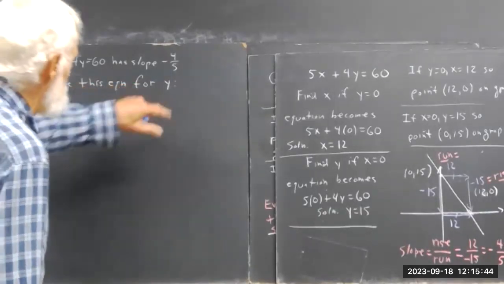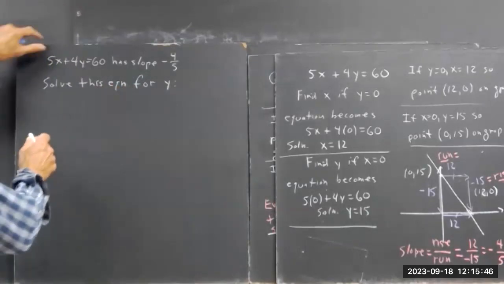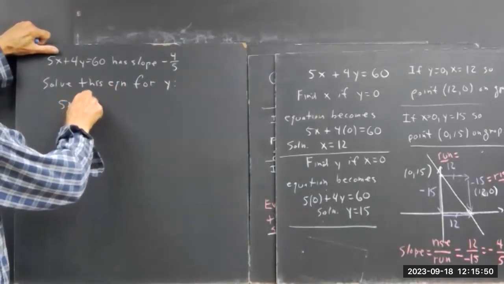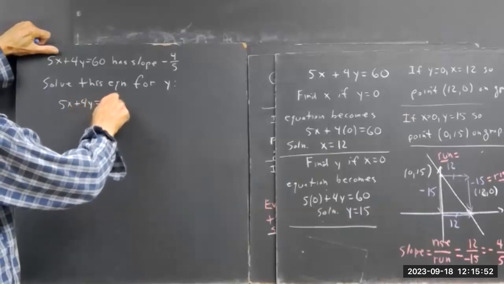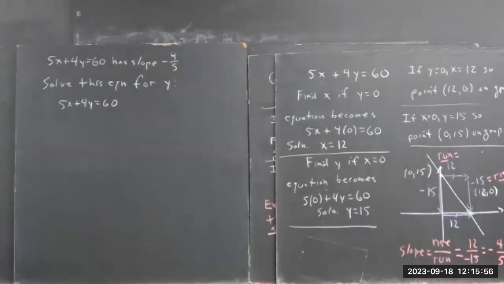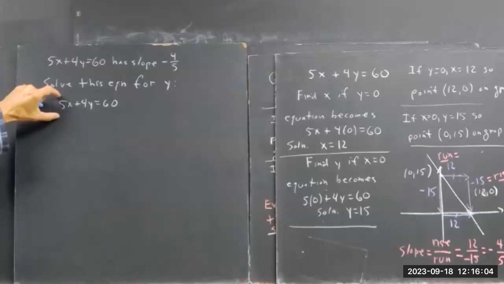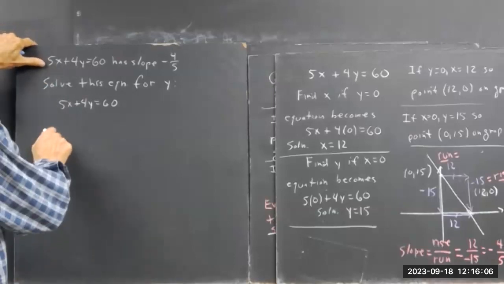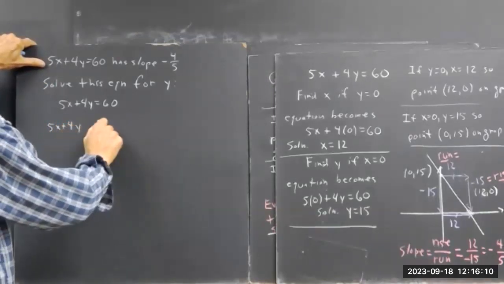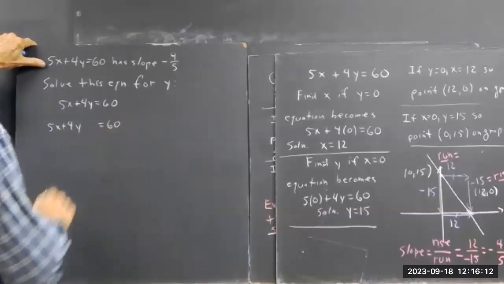Okay, we have to solve this equation for y. Well, again, we start out by writing the equation. We want to solve for y, so we want to isolate y on this side. So what do we want to get rid of on this side? What we want to get rid of is the 5x. So we write out 5x plus 4y with some space equals 60.